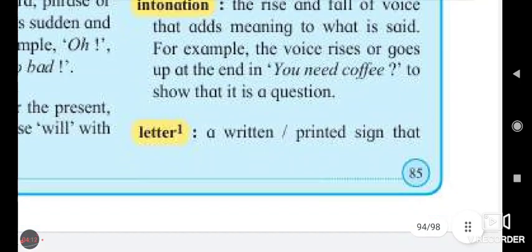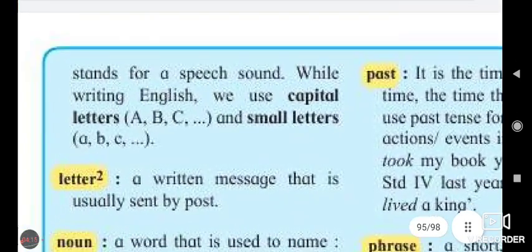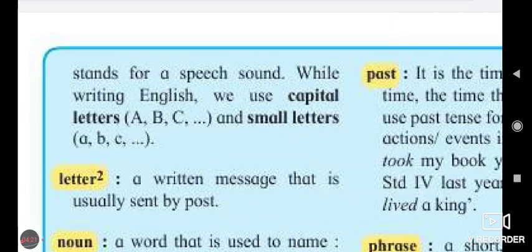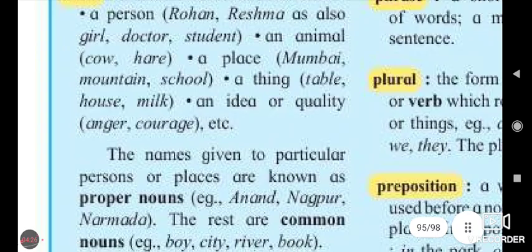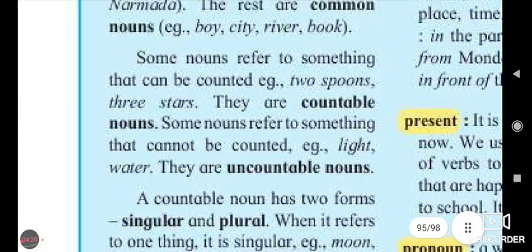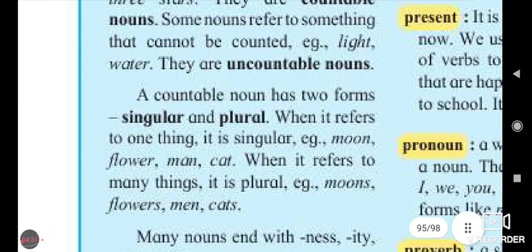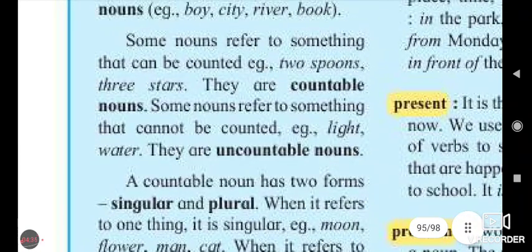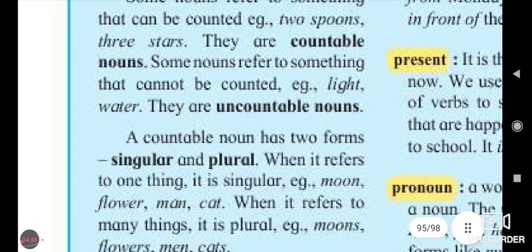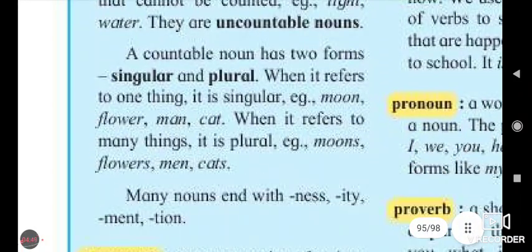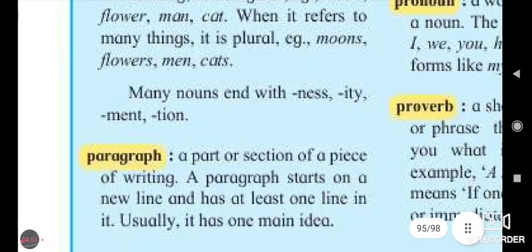Letter means a written and printed sign that stands for a speech sound. While writing English, we use capital letters A, B, C. So these are the totals. Here we have noun, countable nouns. In the previous lecture we saw these nouns. Countable nouns are like 2 spoons, 3 stars, etc. And uncountable nouns are light, water. They are uncountables. So countable, uncountable, singular and plural are types of noun.